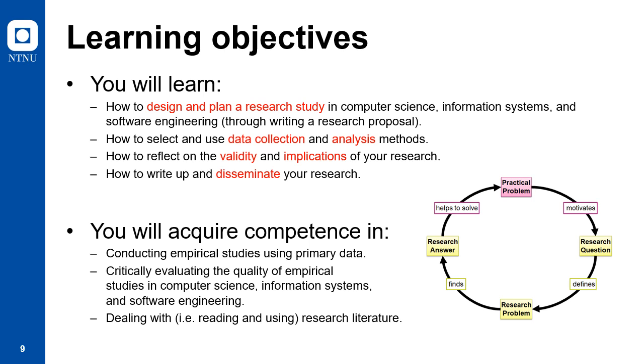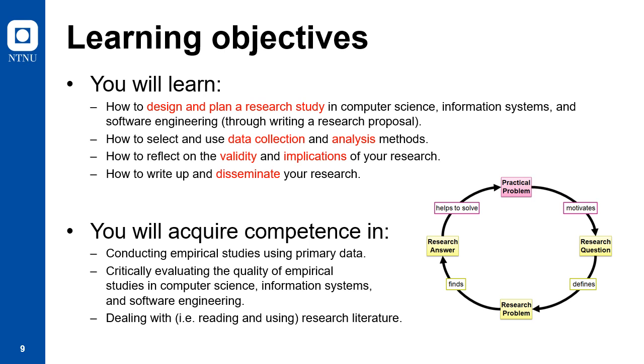You will acquire competencies in conducting empirical studies using primary data. Primary data means data that you collect yourself through, for instance, collecting usage logs from a computer system or interviewing the users of that computer system. You will acquire competencies on critically evaluating the quality of empirical studies in computer science, information systems, and software engineering, and dealing with, for instance, reading and using research literature that you will find in different databases.